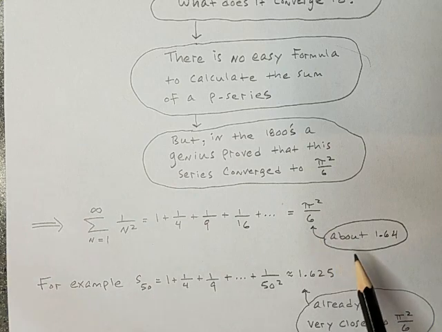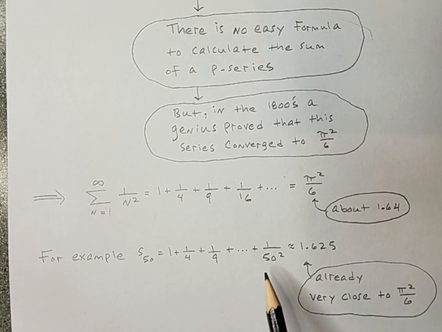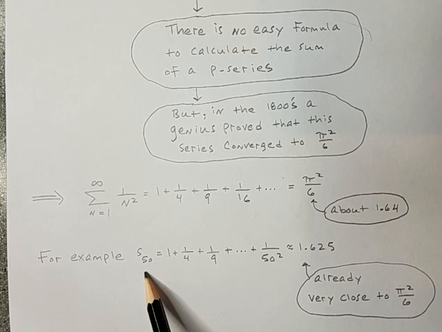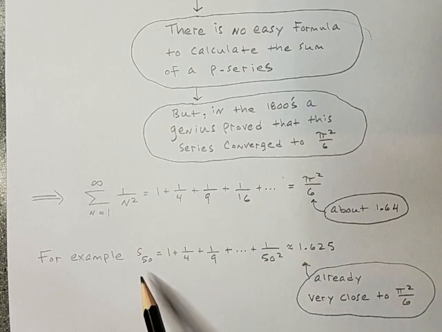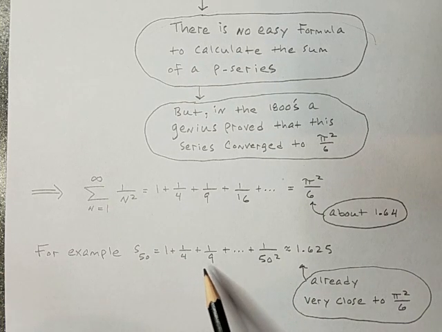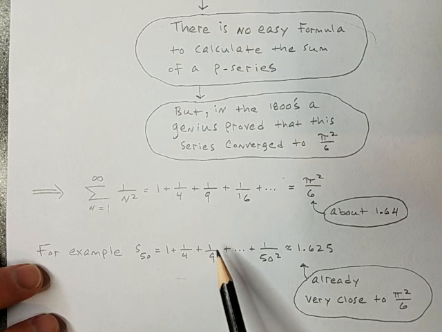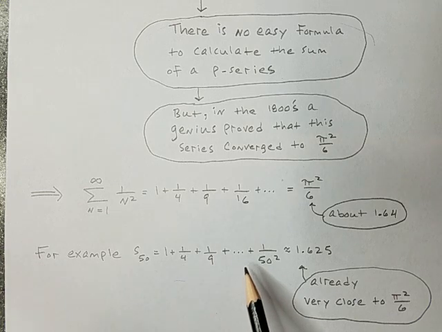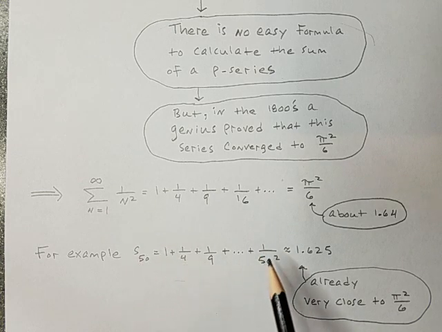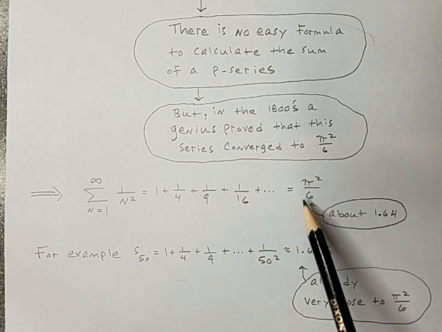Pi squared over 6 is about 1.64, so I did a little experiment. I calculated the sum of the first 50 terms of this, and I used Excel on my computer to do it. I was just curious to show you what it would be, all right? So the sum of the first 50 terms would be 1 plus a fourth plus a ninth plus a 16th, and you'd keep going, and eventually that very last one for this partial sum would be 1 over 50 squared. And I calculated that that's 1.625. That's not too far from this.